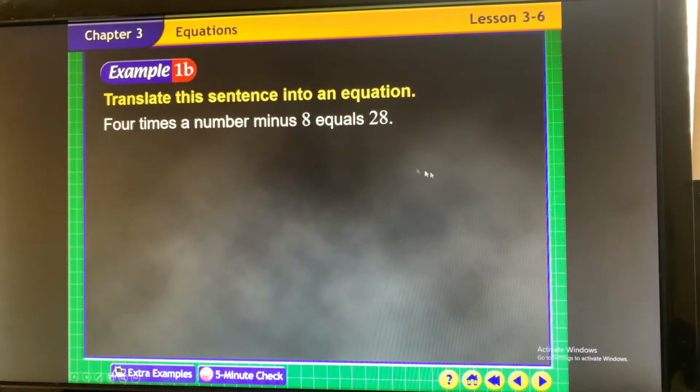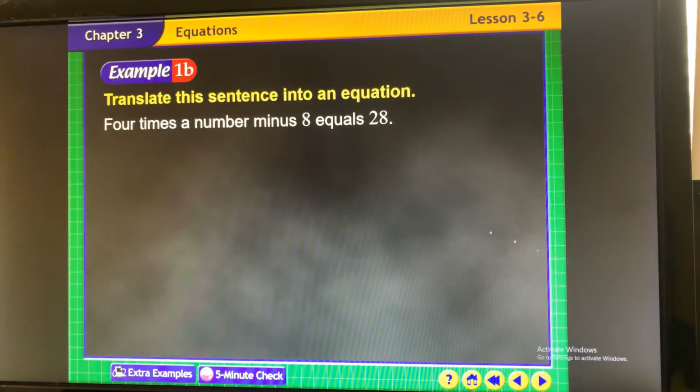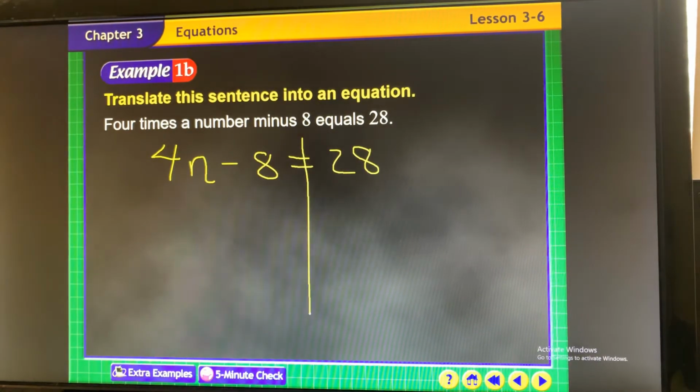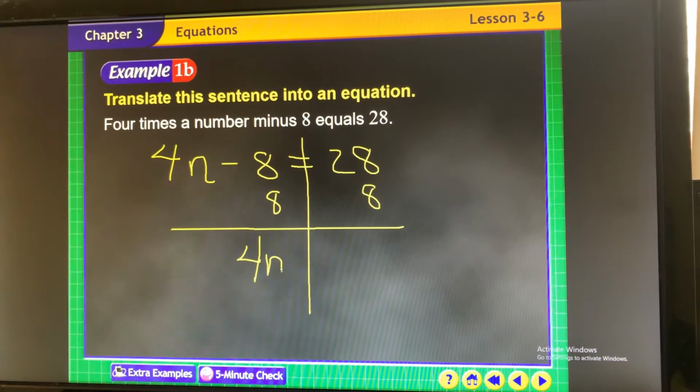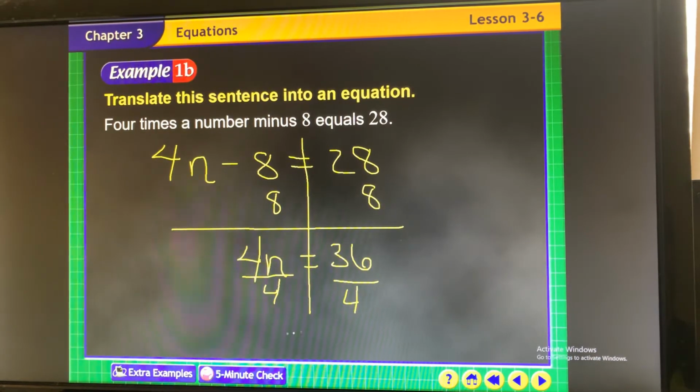4 times a number minus 8 equals 28. Same thing. So 4 times a number minus 8 equals 28. And then, of course, you go ahead and solve it. Adding 8 to both sides, you get 4n is equal to 36. Divide both sides by 4. N is equal to 9.